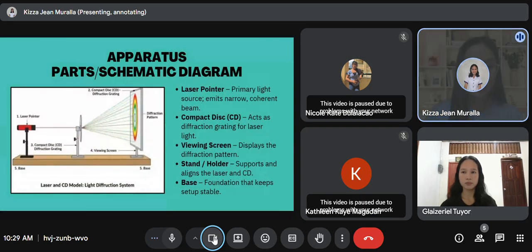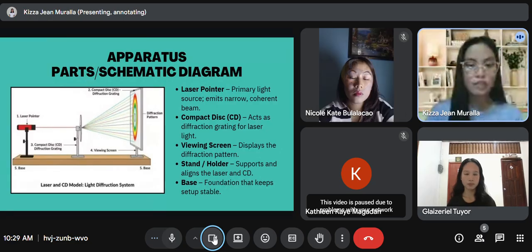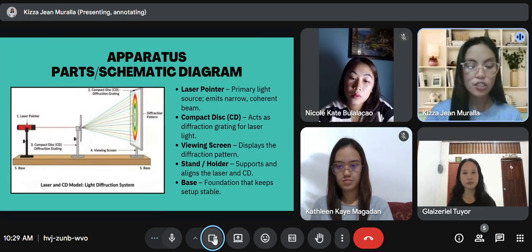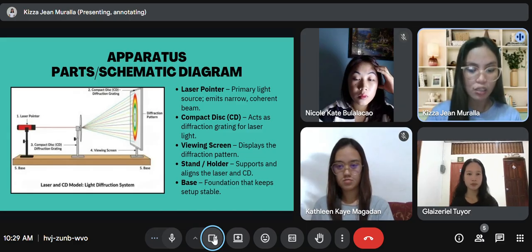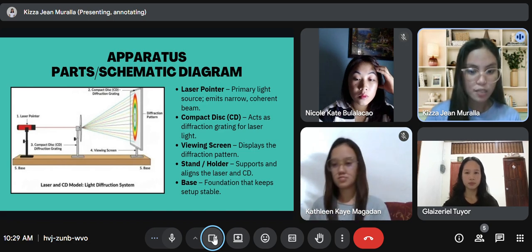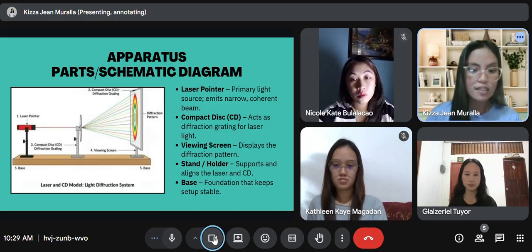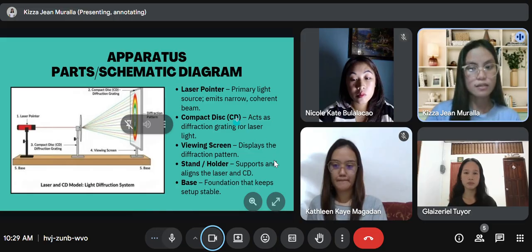For the construction, we will create two cardboard stands, one for the laser and one for the CD. The CD will be positioned vertically facing the laser, while the illustration board will serve as our viewing screen. Once everything is aligned, we will turn on the laser pointer to project the diffraction pattern onto the screen. During the experiment, we will measure the distance between the central bright spot and the first order bright spots on both sides to compute the wavelength using the diffraction formula. This model is not only affordable but also effective in demonstrating an important concept in wave optics.